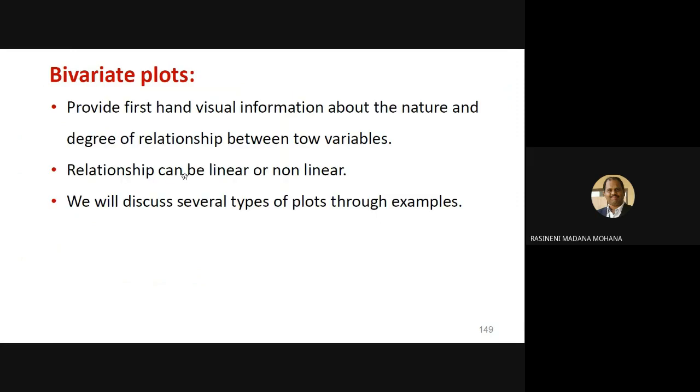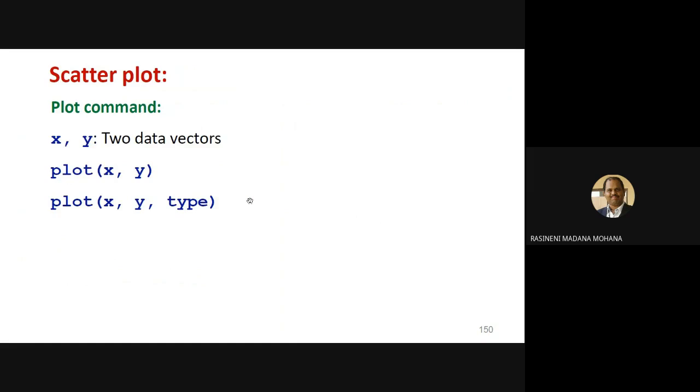Another one, bivariate plots, which provide first-hand visual information about the nature and degree of relationship between two variables. The relationship can be either linear or non-linear. Here various types of plots are demonstrated through examples. First we will use a bivariate scatter plot using the plot command, which takes two data vectors. The syntax is plot(x, y), then plot(x, y, type).